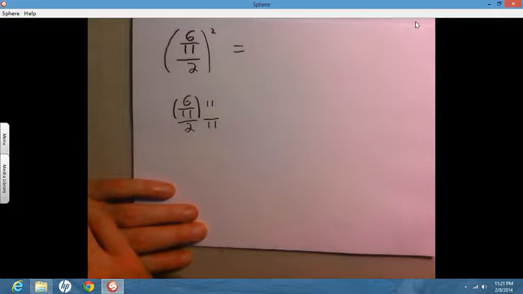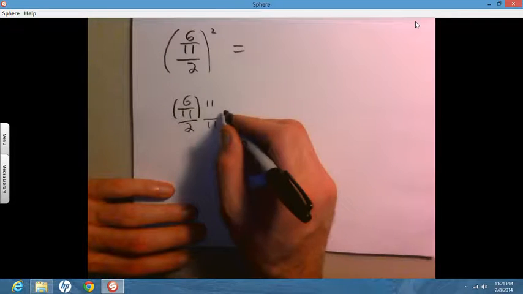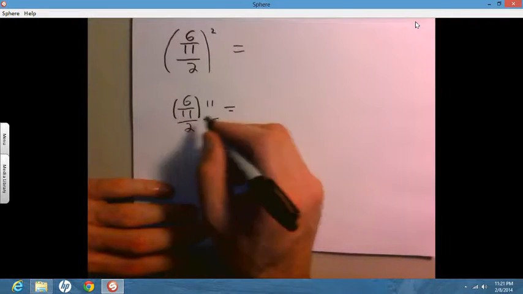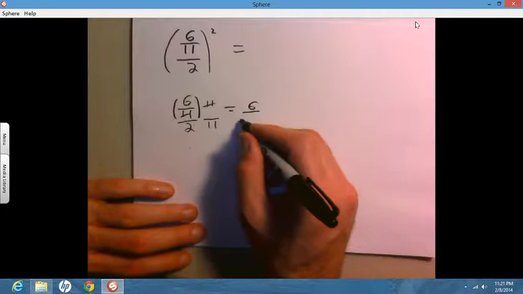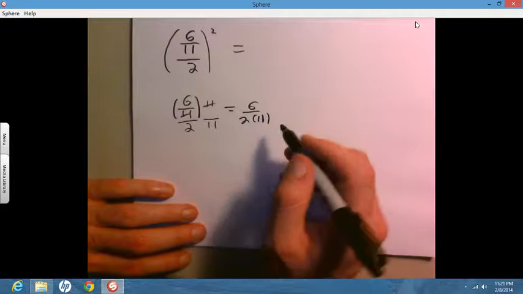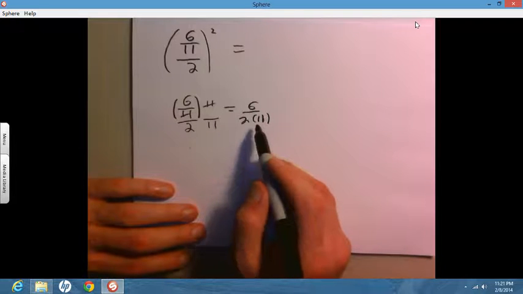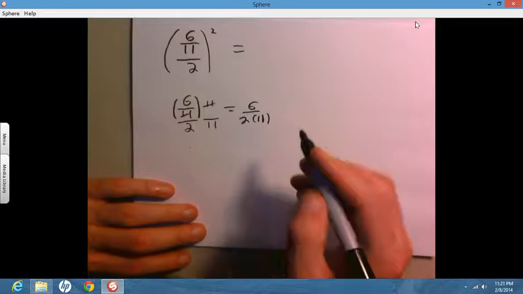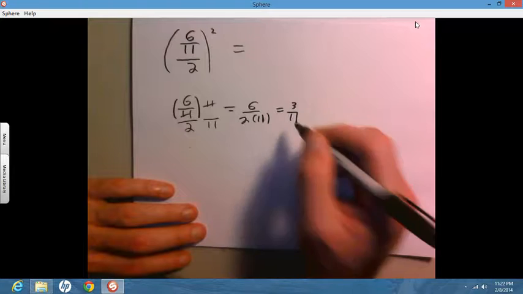Well, I'm doing that because 6 over 11 times 11, the 11s are going to cancel. I'm going to wind up with 6 as my numerator, and I'm going to wind up with 2 times 11 as my denominator. Now, why didn't I just put 22 down there? I could have, but this is easier because 6 divided by 2 is 3. So this becomes 3 divided by 11. Okay?